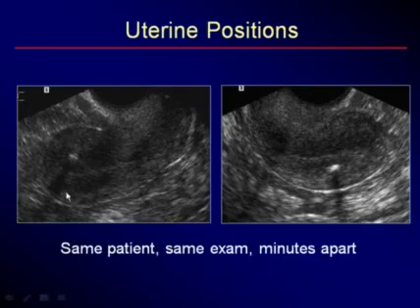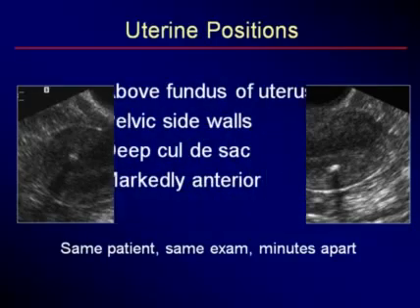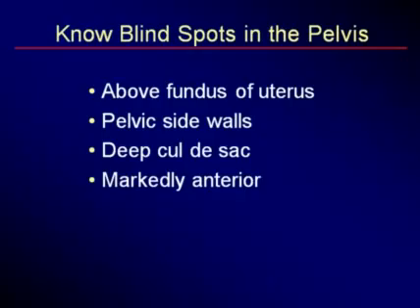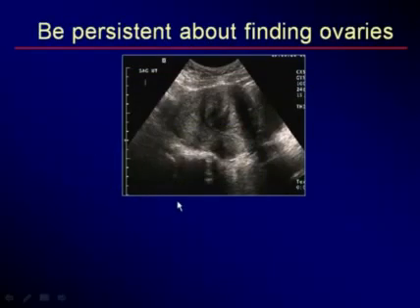The important thing is to understand where that anterior or posterior wall is so that you can place masses or fibroids correctly and not confuse the surgeon. You should know the blind spots in the pelvis. The blind spots are far above the fundus of the uterus, far lateral on the pelvic sidewalls, deep in the cul-de-sac, or very far anterior.